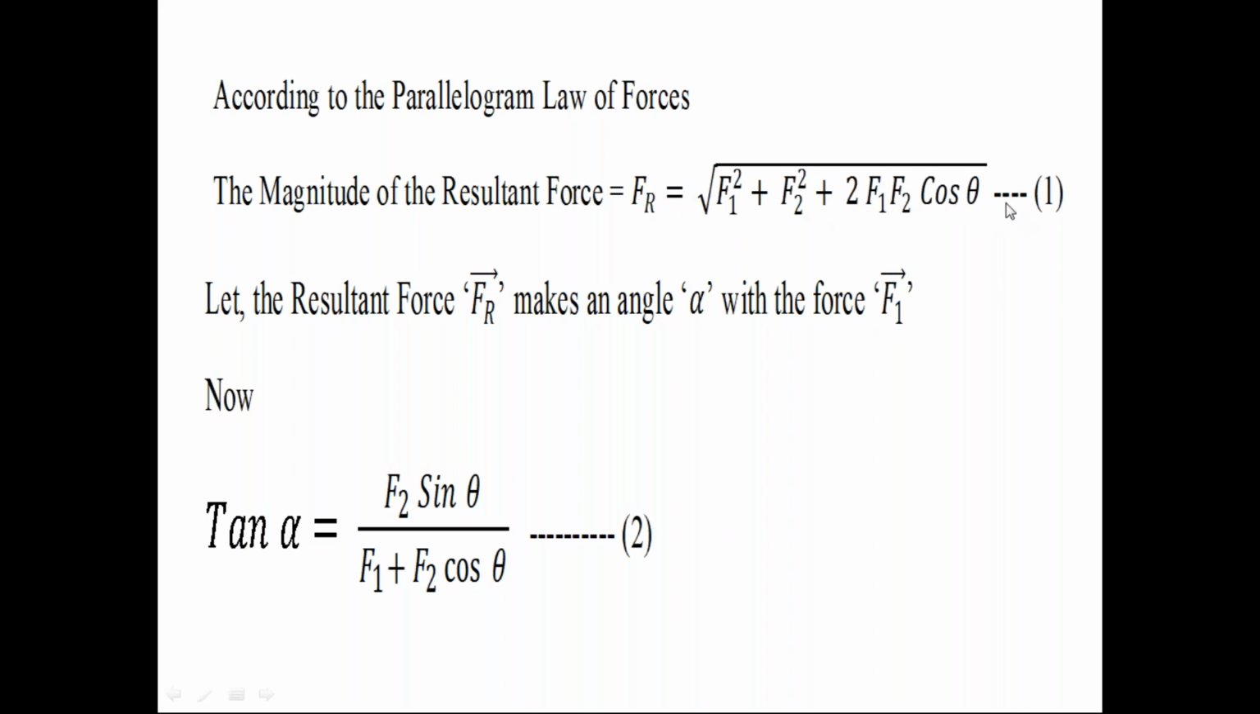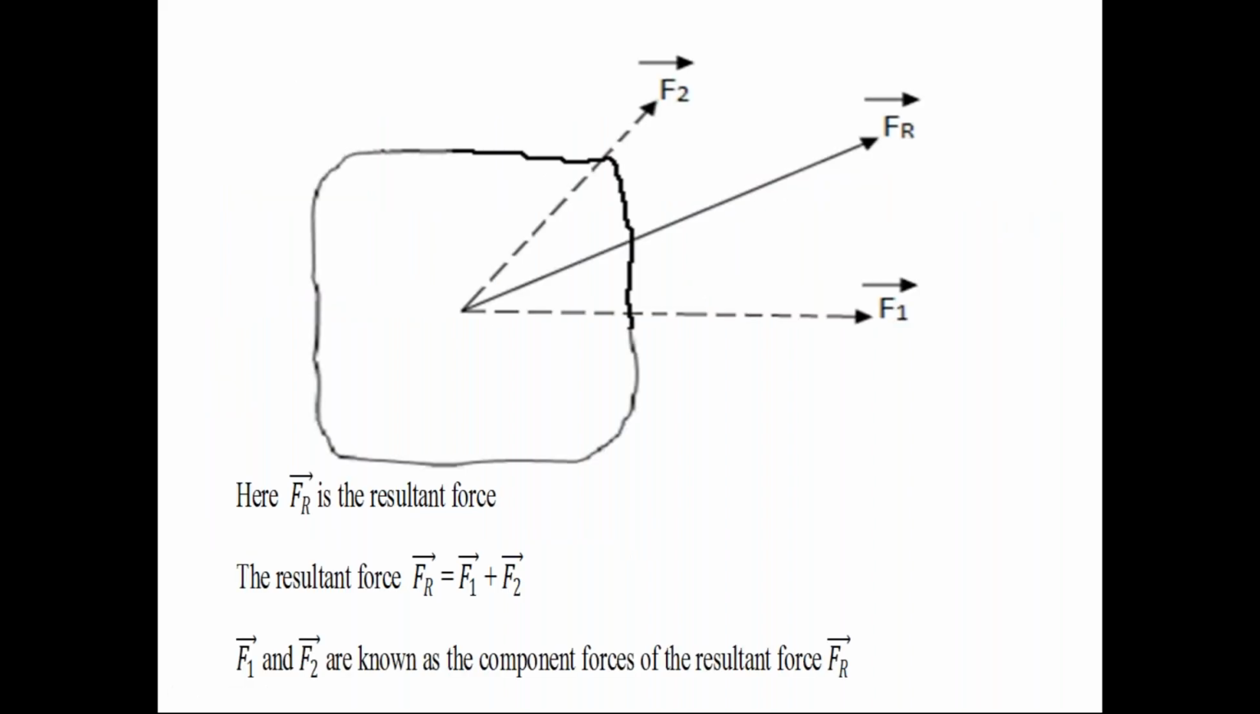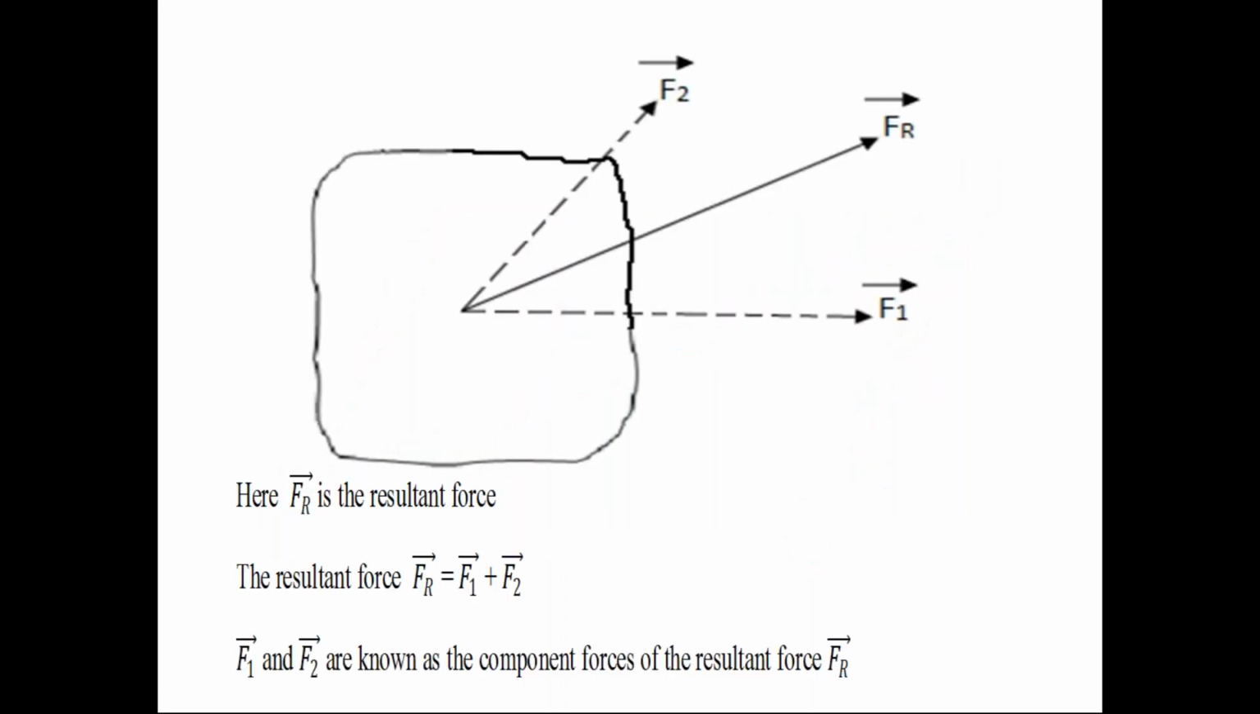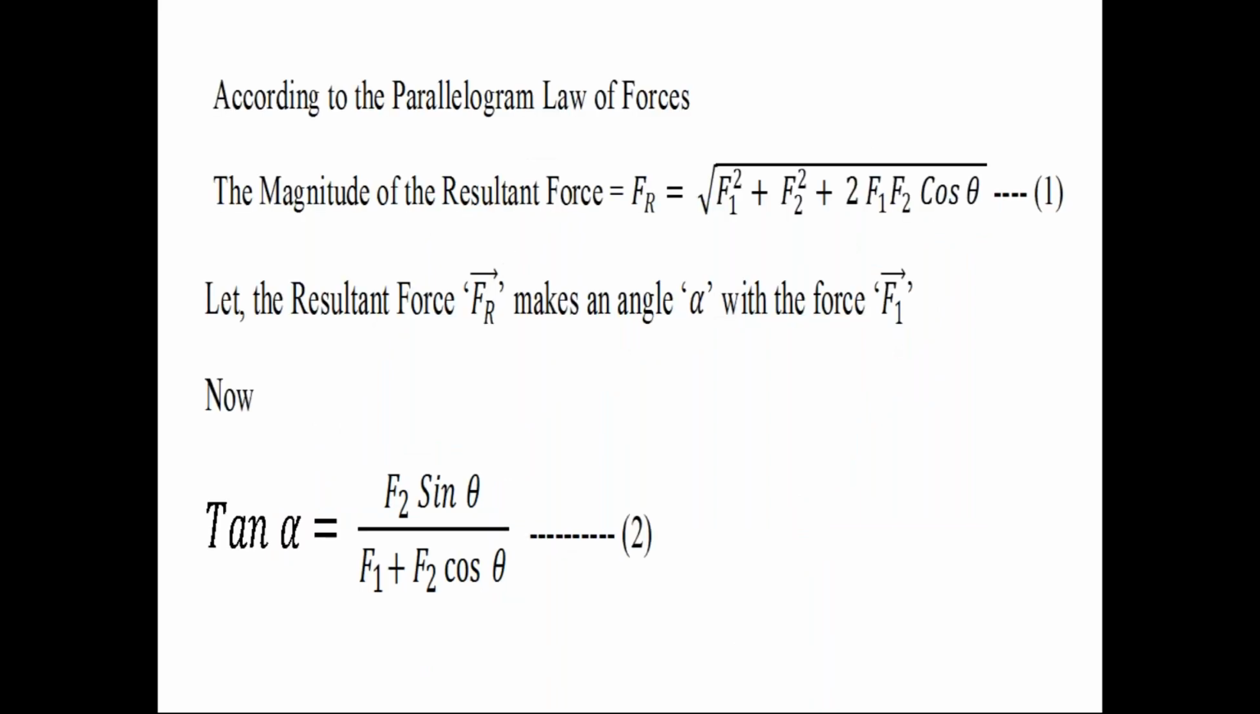Then if the resultant force FR bar makes an angle alpha with the force F1 bar, tan alpha is equal to, as we might have studied in the intermediate, q sin theta divided by p plus q cos theta. So the same equation applies here also. In this parallelogram law of forces, p is equal to F1, q is equal to F2. So this tan alpha gives the angle made by the resultant force with the direction of the force F1 bar. Theta is the angle between F1 bar, F2 bar. Please follow this carefully.